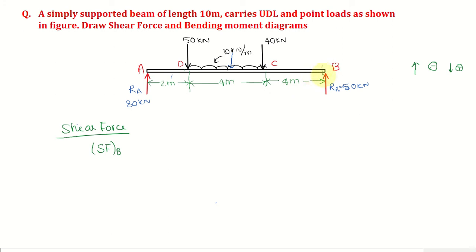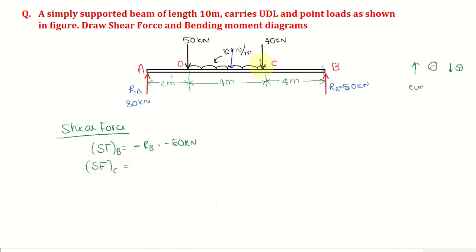So here we are considering a section. When my section is here, the reaction to the right of my section is upwards, so it is negative. However, this is minus RB, so that is nothing but minus 50 kilonewton. Another one is shear force at C. So how much do we have?